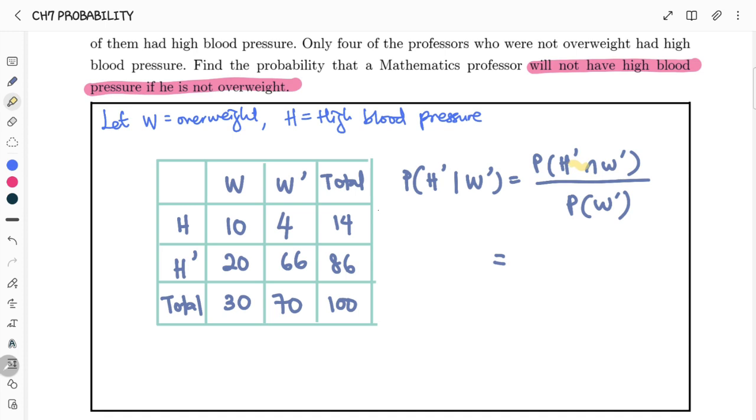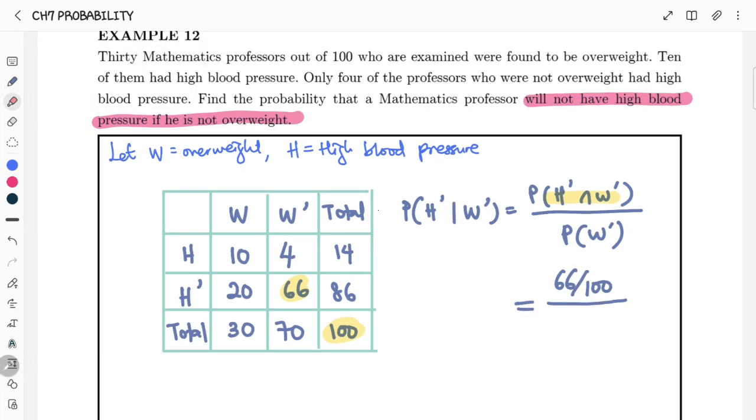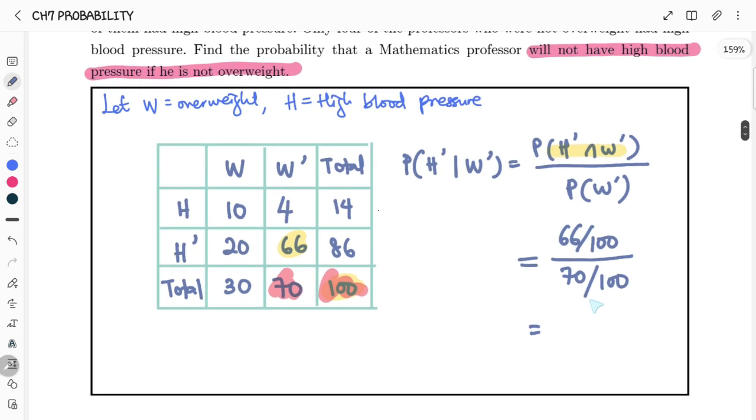For H complement intersect W complement, we have 66 out of 100. So 66 over 100 per P(W complement). W complement is here. The total is 70, 70 out of 100. So 70 per 100. So you get 33 over 35.